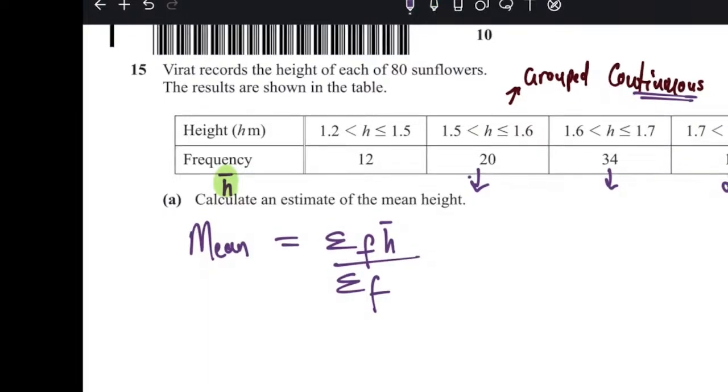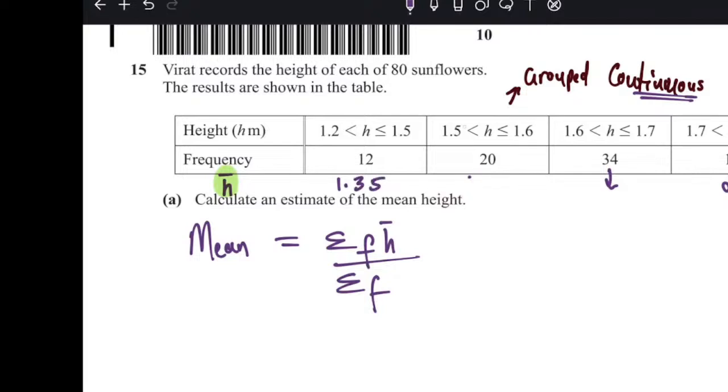So can you do it for me, please? What's 1.2 plus 1.5? What do you get? Say 2.7 divided by 2. You add first and get an answer, then you divide. Divide by 2, what do you get? Hello, students? Exactly. You should get 1.35.